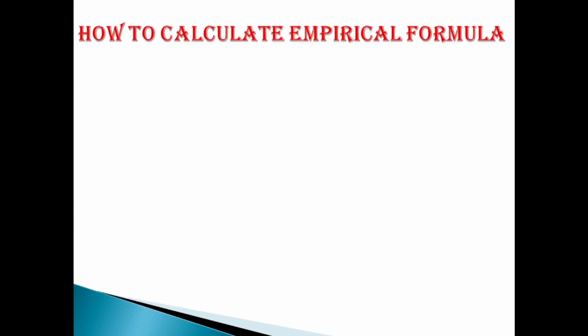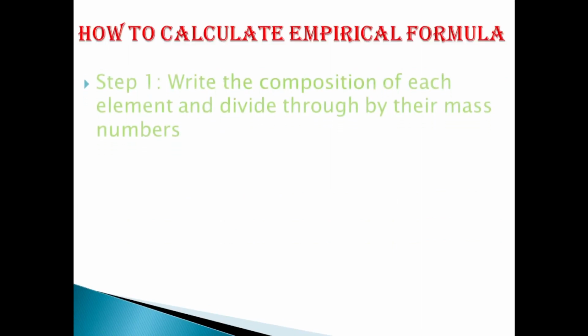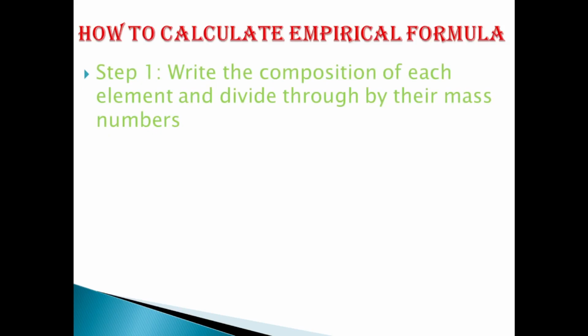Alright, how do we calculate empirical formula from the analysis given to you? Now, the first step to solve problems on empirical formula is to write down the elements present in the compound. You must be able to identify all the elements present in a particular compound given to you in a question, and then the masses of each of the elements given to you, or the percentage of each of the elements, you should be able to identify it and write it down.